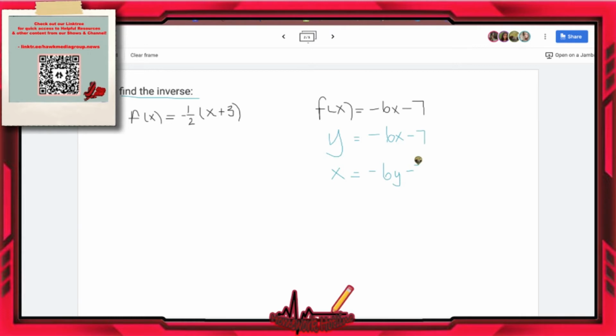And from this point, you're just taking everything from the y and putting it on the x's side. So it'll be plus 7, right? Because you have to get rid of that first. So you're gonna add 7 to both sides. And then you're gonna have x plus 7 equals negative 6y, sorry. And after that, well, you have a coefficient on this side, and it's a negative.